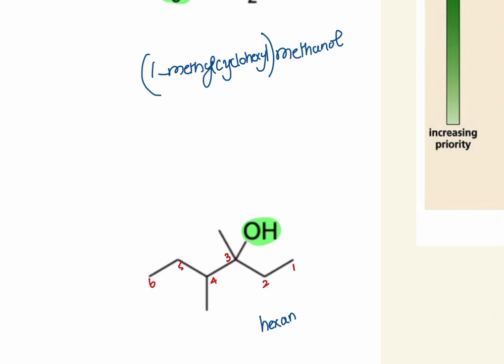So the hydroxy group is now present on the third carbon. So let's complete this. So this would be hexan-3-ol. This would be the parent name for this molecule. So when I said hexan-3-ol, we just gave the name for this highlighted part. So we only gave the name for this highlighted part.